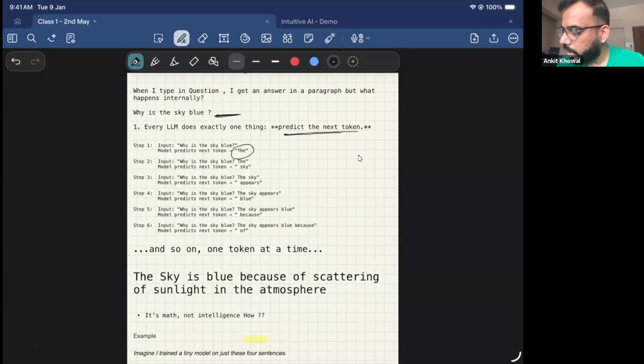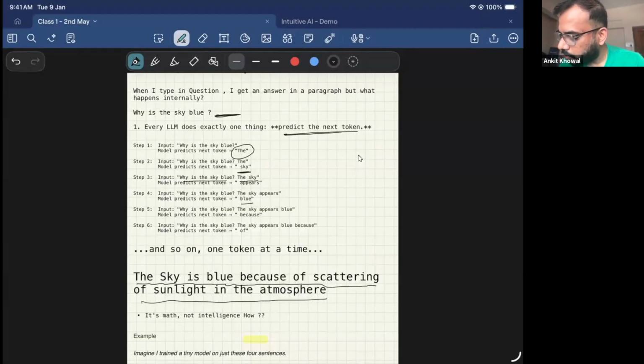It will predict the next word, which might be "sky". Then it will take why is the sky blue, plus the previous words that it predicted, the sky, and then predict the next word, the sky is blue, and so on and so forth. So it is taking in the question, predicting the next word, again taking in the question, predicting the next word, till it comes to the point where it answers the question: the sky is blue because of scattering of sunlight in the atmosphere.